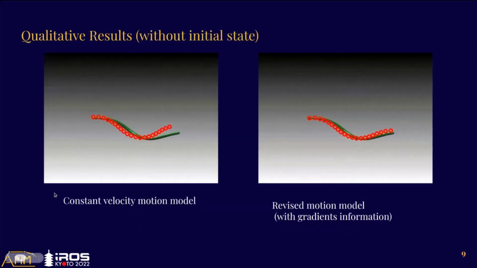Here we are showing one qualitative result. It is only a preliminary result. It is not perfect. This is a proof of concept showing our proposed tracking method works in a simplified scenario. Here we are simply showing that when the initial state is unknown, the tracking can converge faster using the motion model with gradient information than just using the constant velocity motion model.